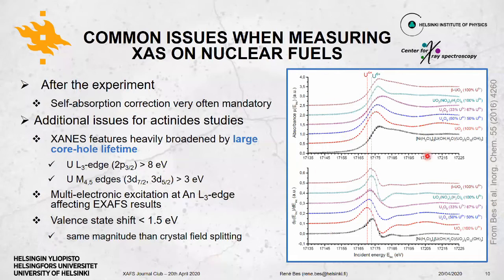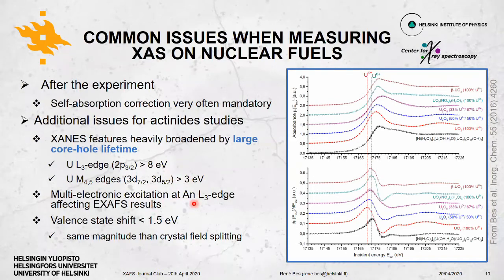You can see on the right side some uranium L3 edge spectra for different compounds with different valence states or valence state mixtures. And you see all the features are really broadened. It's because at the uranium L3 edge, the core-hole broadening is about 8 electron volts. So you are just smoothing everything you are interested in. At the M edge, it's a little bit better, but at the end, you still have the chemical shift in the order of 1 electron volt, so you are just smearing everything.